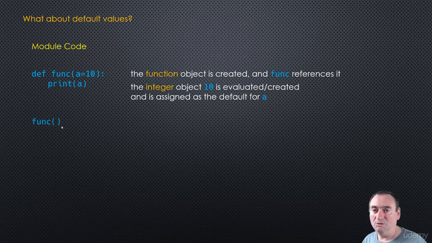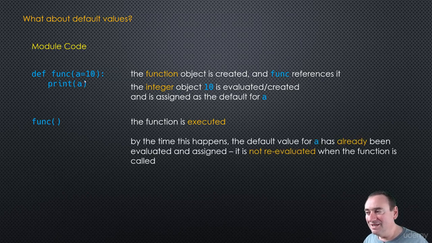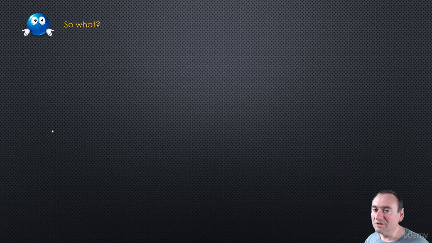Now when we call func, what happens? Well, now we execute the function. But the function is this object that's being already created in memory. And amongst other things is that the default has already been created. It's not being recreated or re-evaluated every time we call the function, right? That determination and that evaluation and creation of the default value is done once when def runs, not when func is called. So Bob here is saying, well, so what?